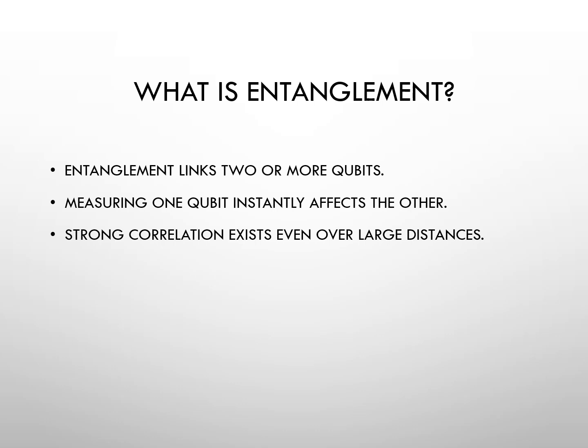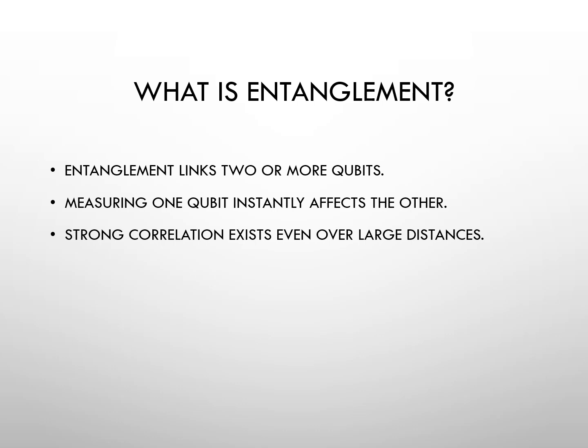For a large distance, suppose one qubit is on the Earth and the other qubit is on Mars, which are separated by a large distance. But still, due to the property of entanglement, there is a possibility of connectivity between these two states. So this is the main concept behind entanglement. And as we mentioned earlier, measuring one qubit instantly affects the other, and strong correlation exists even over larger distances.